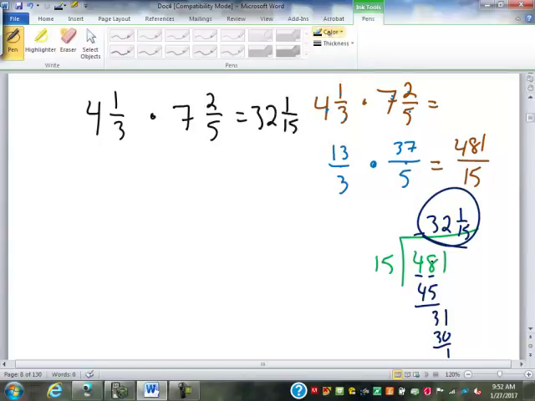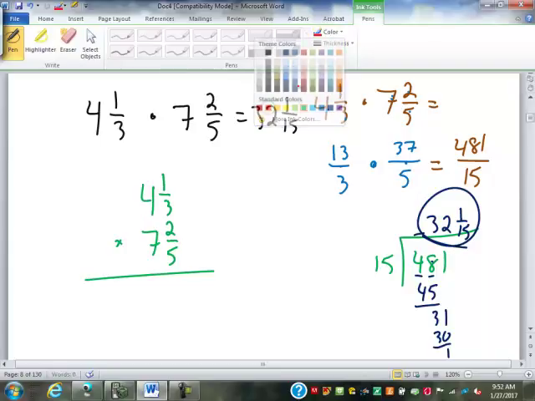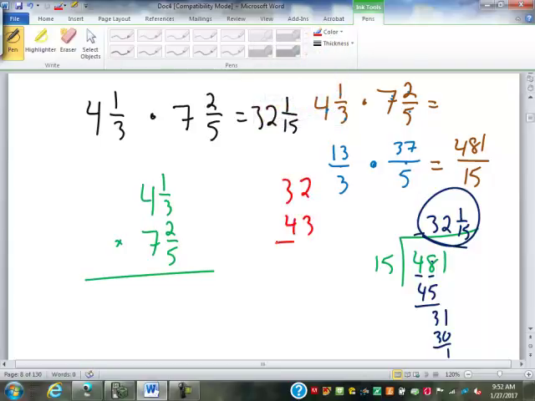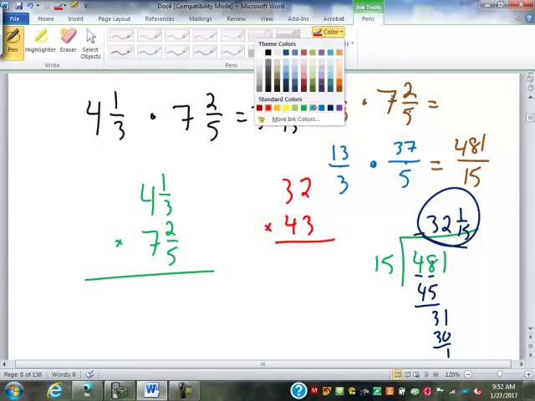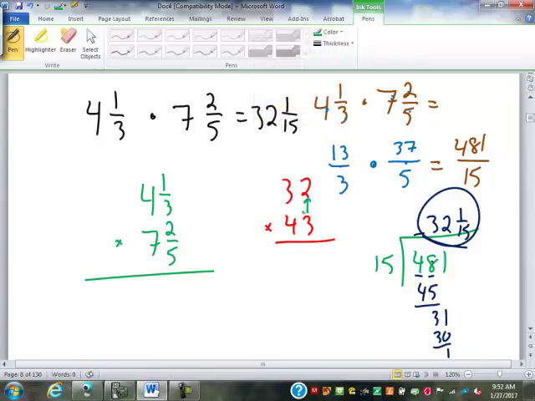Anybody curious as to how you'd actually multiply the mixed numbers? Yeah? Okay, let's do it. Why not? Don't write this down unless you really, really want to. I will never ask you to do this. This is kind of based on, like, if we have 32 times 43. Not only do you have to do the 3 times 2, but you also have to do 3 times 3. The same is true here.